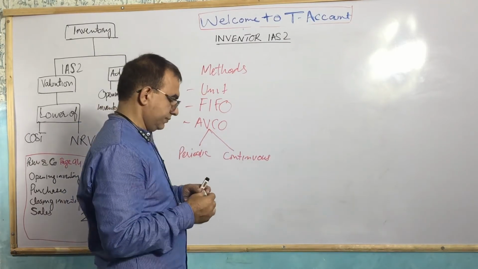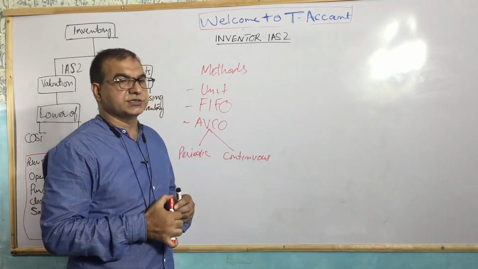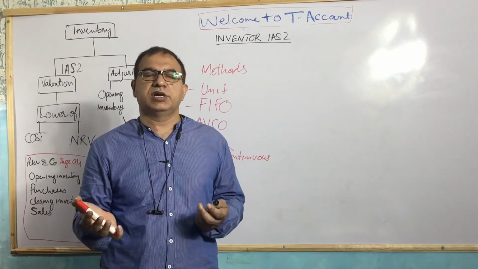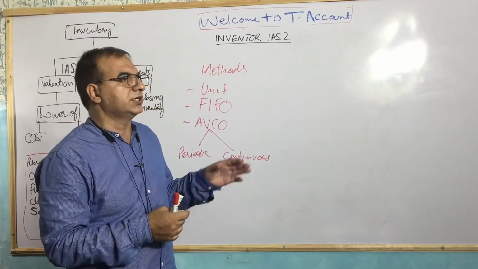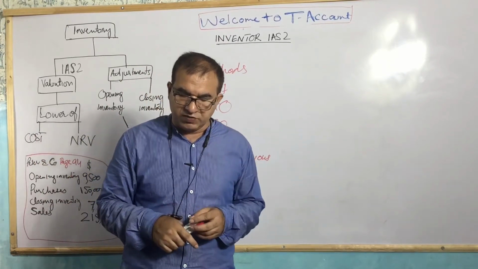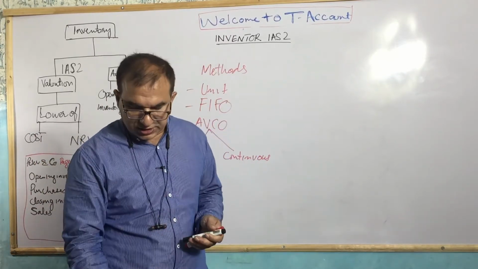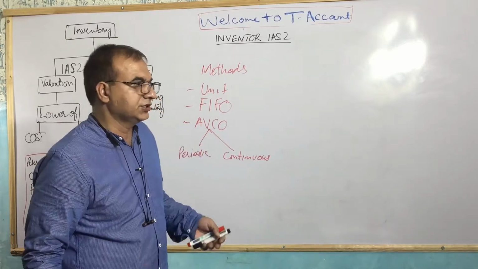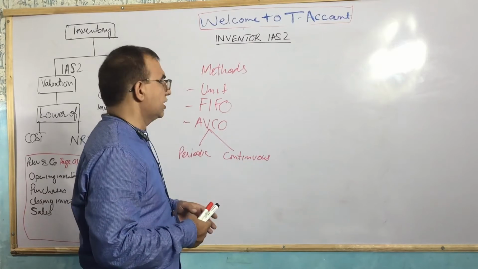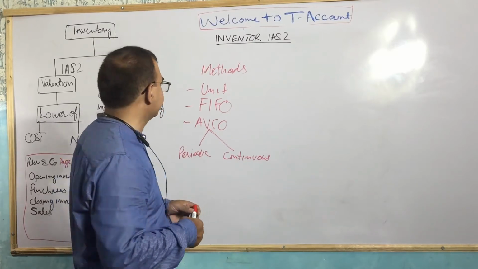Now unit method. Unit method is where inventories are clearly distinguishable, identifiable, and you can easily recognize which units are there and at what cost they were purchased. Just see their labels and add them and see, okay, this is closing inventory. You can apply that unit cost over there.